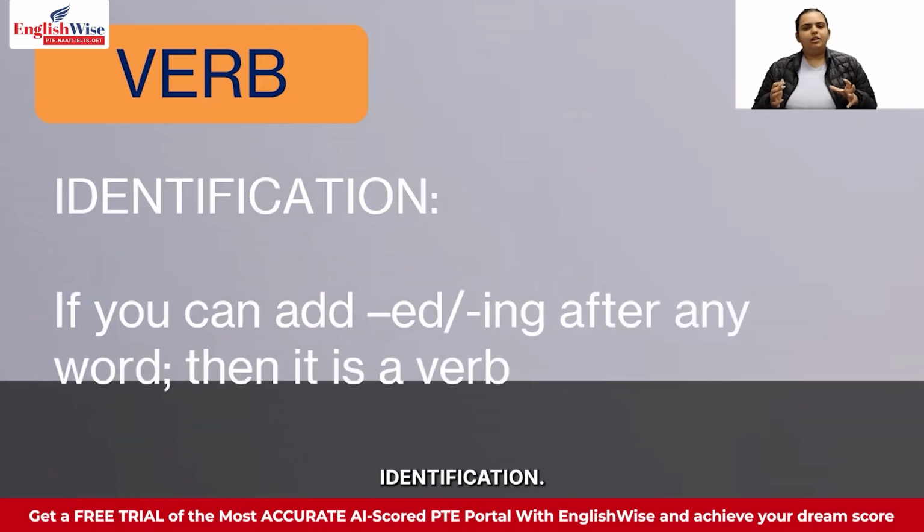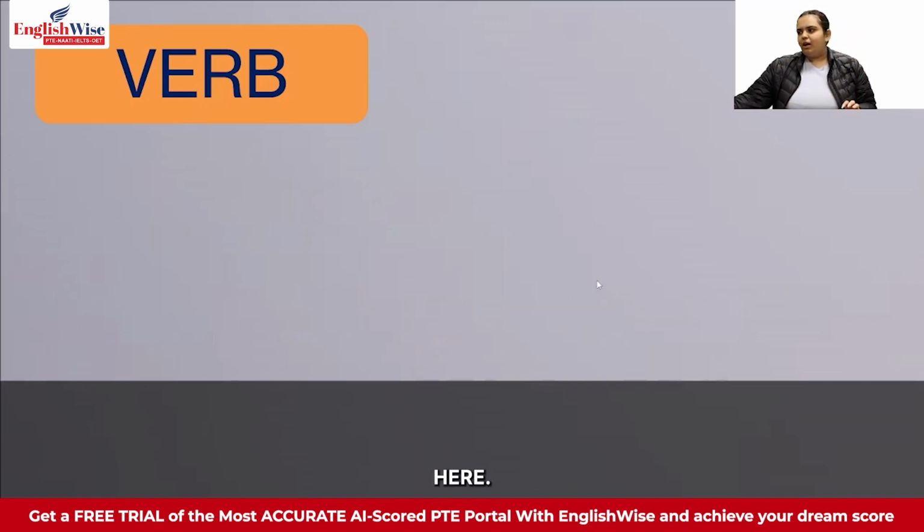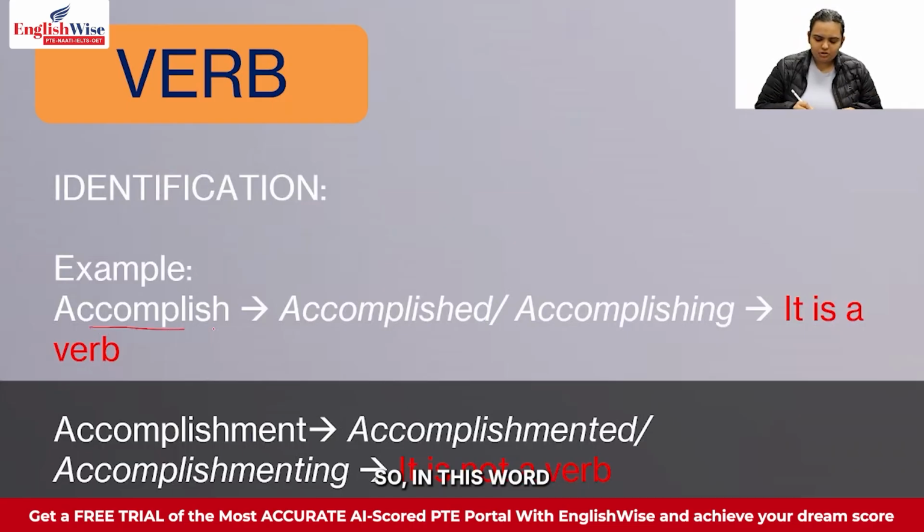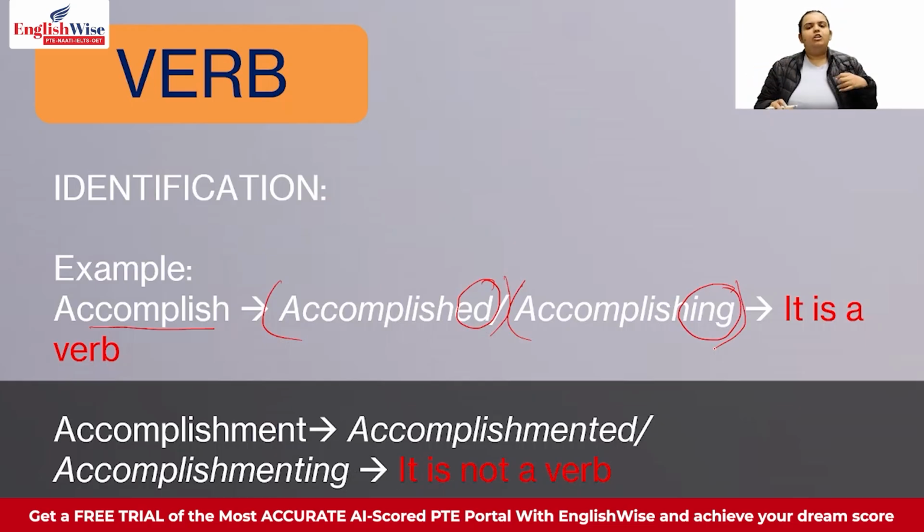Now let's talk about the identification. Again, the way we have learned the identification of nouns, you should also know the identification of verbs. So any word from the options, you should be able to identify whether it is a verb or not. The identification rule of verbs says that if you can add -ed or -ing after any word, then it is a verb. Let me give you an example over here. Again, let's take the word accomplish. In this word accomplish, I can add -ed at the end and make it a proper word like accomplished, or I can add -ing at the end and make it a proper word like accomplishing. So accomplish becomes accomplished or accomplishing.